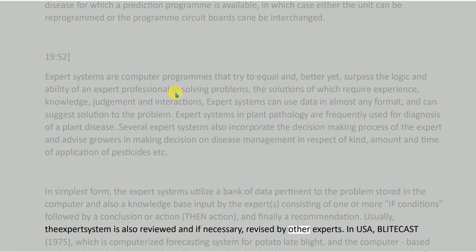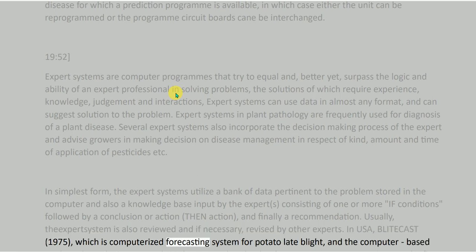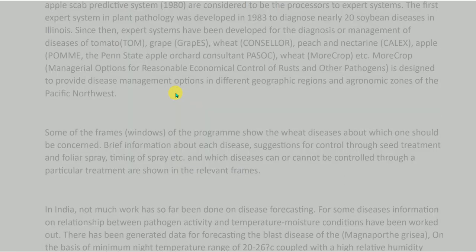In USA, BLITECAST, 1975, which is a computerized forecasting system for potato late blight, and the computer-based Apple Scab predictive system, 1980, are considered to be the precursors to expert systems. The first expert system in plant pathology was developed in 1983 to diagnose nearly 20 soybean diseases in Illinois.